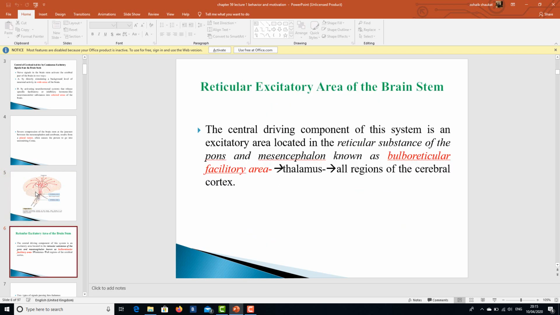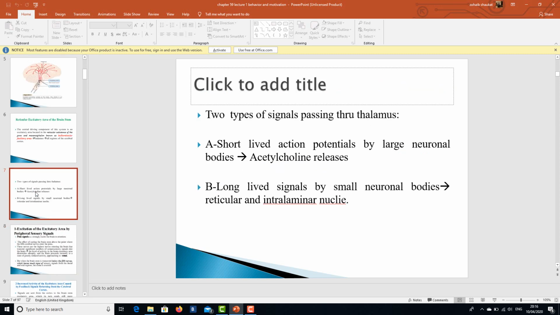Now, the reticular excitatory area of the brainstem. The central driving component of this system is an excitatory area located in the reticular substance of the pons and mesencephalon known as the bulboreticular facilitatory area, which is going to lead the information to the thalamus, and the thalamus is going to lead the information to all the regions of the cerebral cortex. Now, there are two types of signals passing through the thalamus. Short-lived action potentials by large neuronal bodies, that is, there is acetylcholine release, and long-lived signals by small neuronal bodies, that is, by reticular and intralaminar nuclei.